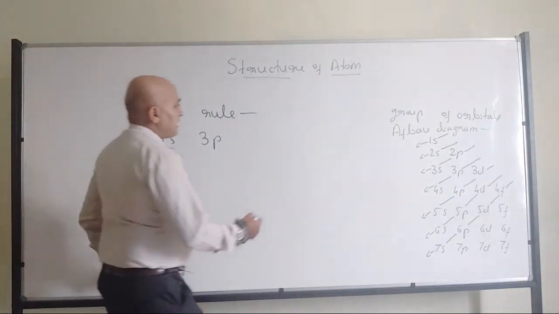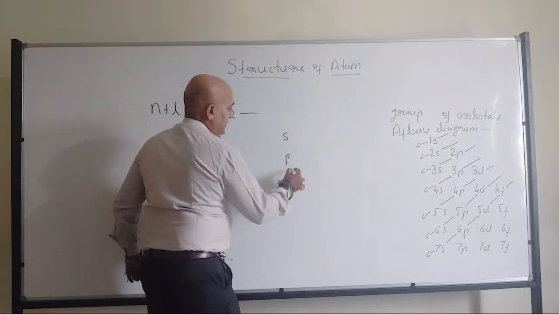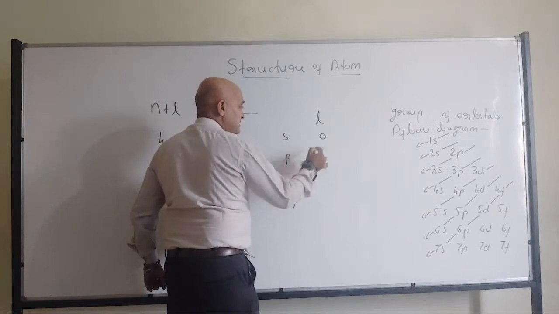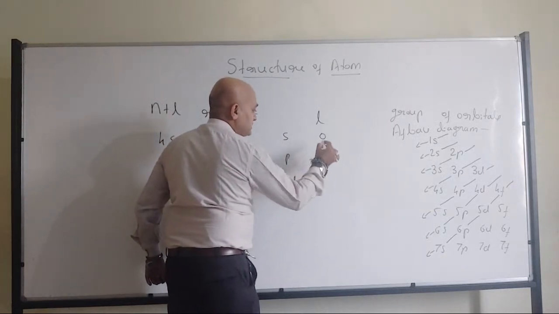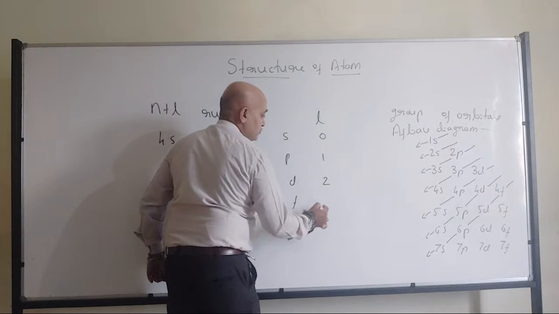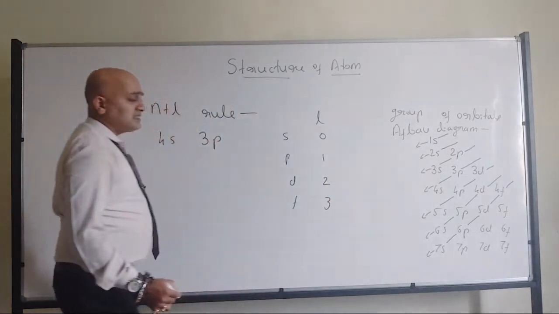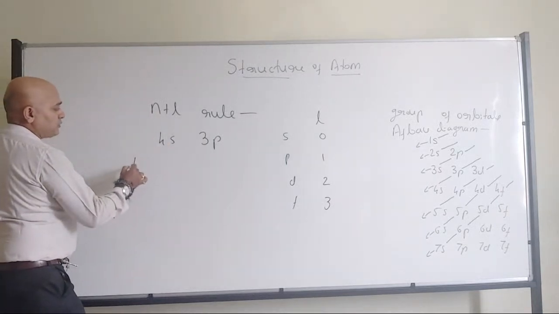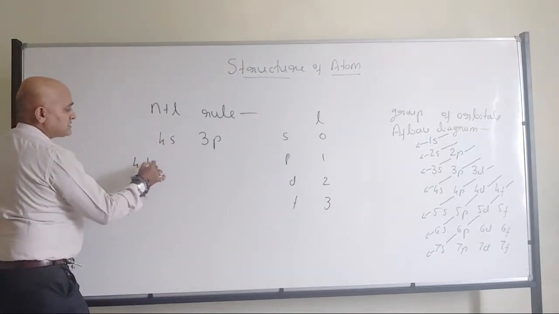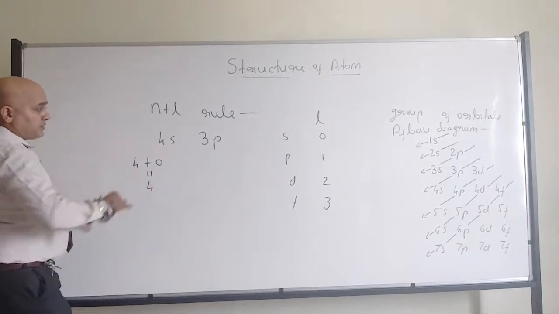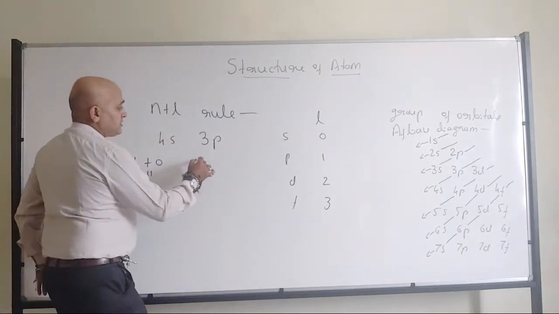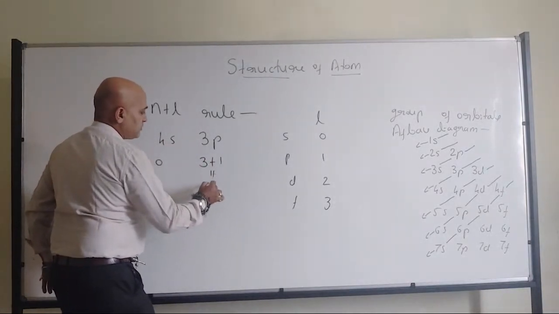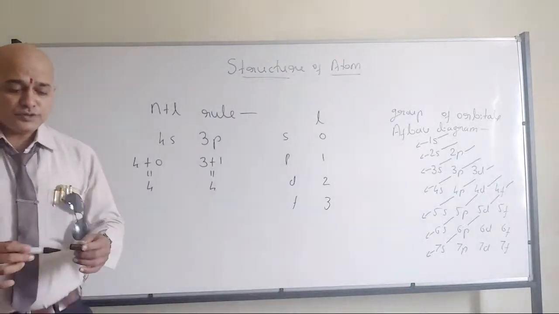See here, I am asking S, P, D and F. What is the L value for S? It is 0. What is the L value for P? It is 1. What is the L value for D? It is 2. What is the L value for F? It is 3. So those values you should put. N plus L. N is equal to 4. L for S is 0. So the answer should be 4. Right? Here, the N value is 3. What is the P value? It is 1. That is equal to 4.